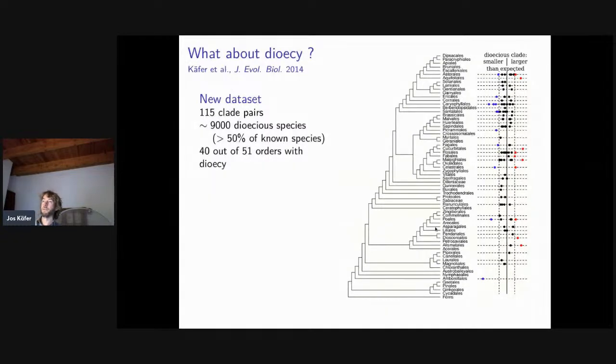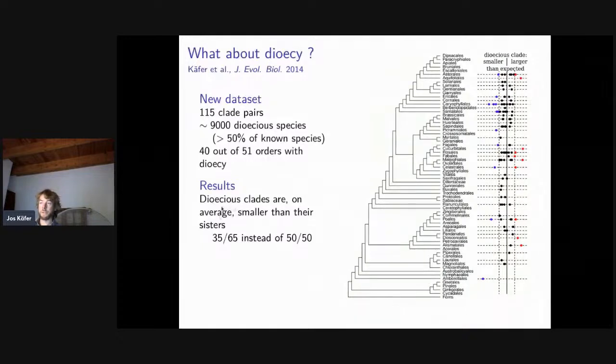So doing this, we had 115 clade pairs containing almost 9,000 dioecious species, which is about 50% of the known dioecious species, and 40 out of 51 orders in which dioecy occurs. And indeed, we found that dioecious clades are, on average, smaller than their sisters. So 35% of the species, on average, in the sister clades were dioecious, instead of the expected 50-50. So indeed, Jana Vamosi was right when she said that dioecious clades were smaller.